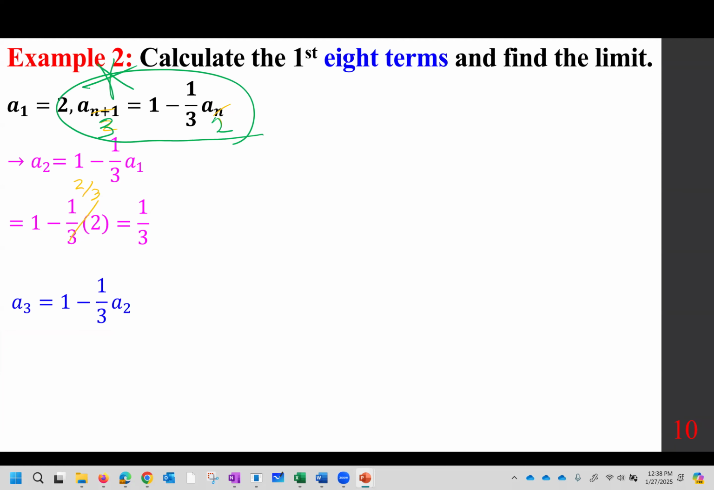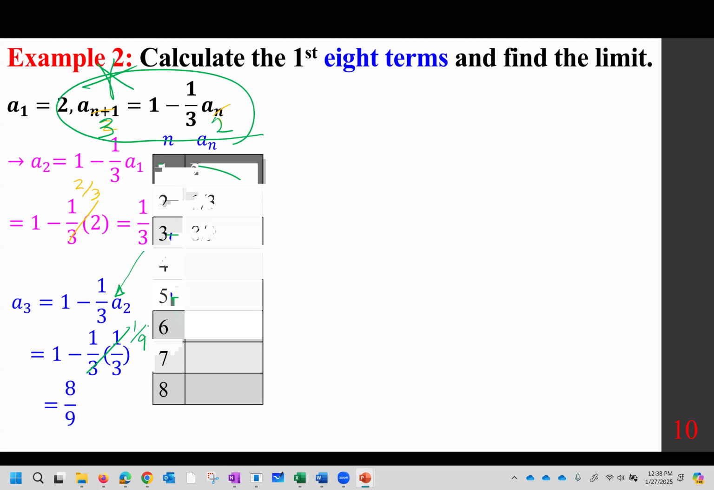Okay. So a sub 3 is 1 minus 1/3 a sub 2. Replace it. We get 1 over 9. 1 minus that is 8 over 9. And so we have those. Now we can continue and get the rest of it.